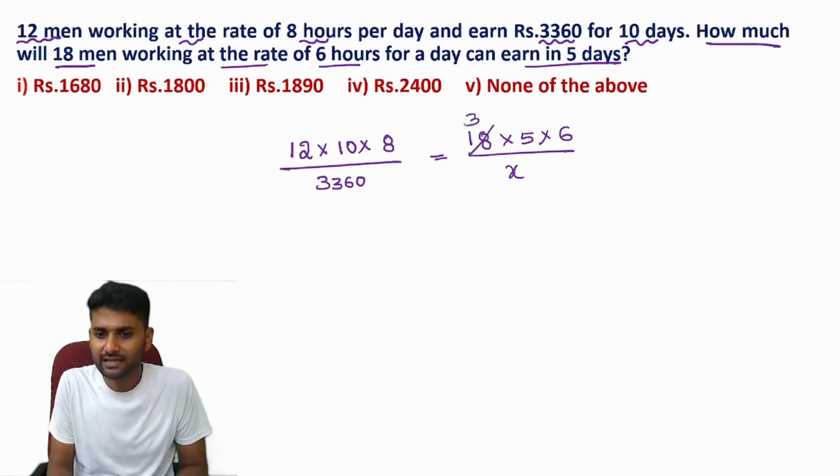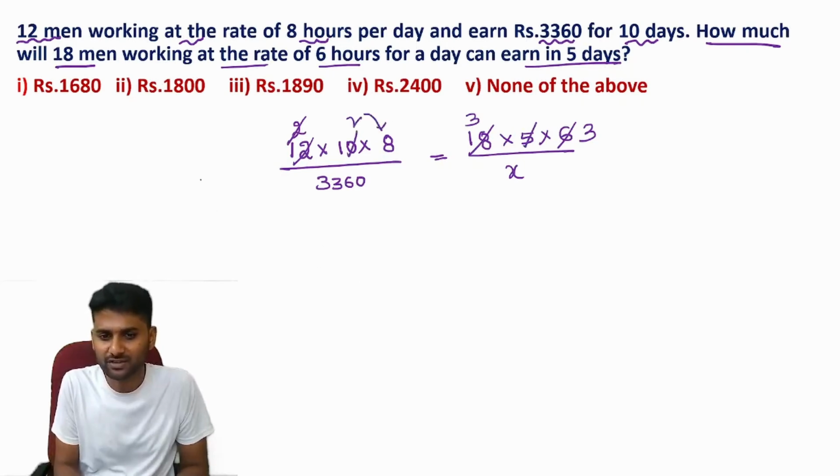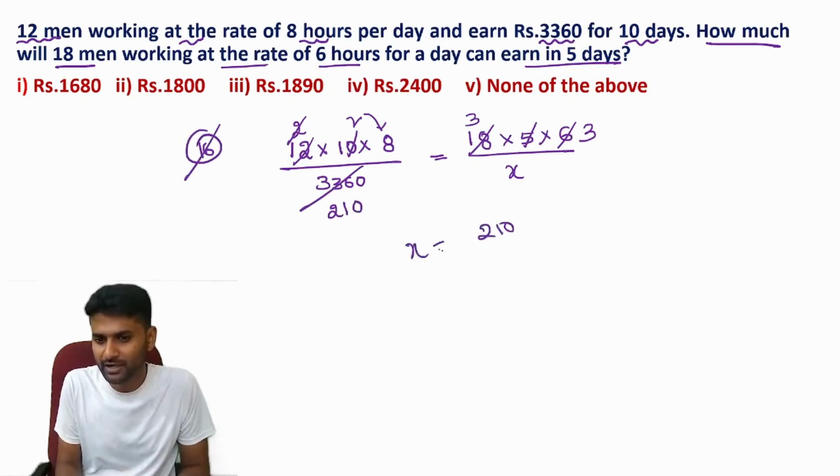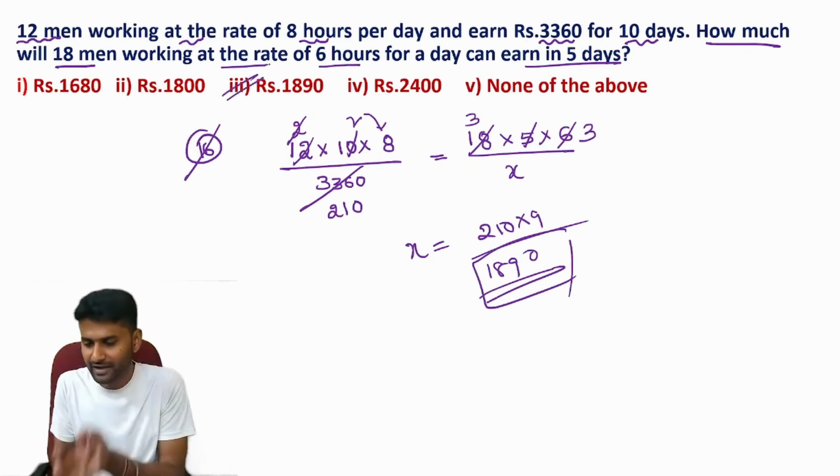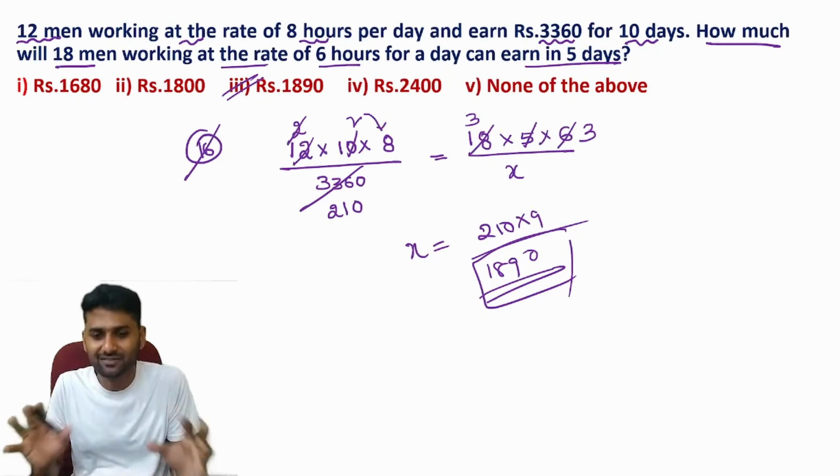Now see, 6 3 times, 6 2 times. Now 2 again 3 times. Again 5 exactly 2 times. 8 into 2 is equal to 16. Now see, if you go through that, 16 ones, 16 twos, 16 ones, 16 zeros, then x is equal to 210 multiplied by 9. Now we have to pay 1890 rupees for 18 men for 5 days if they work for 6 hours a day.